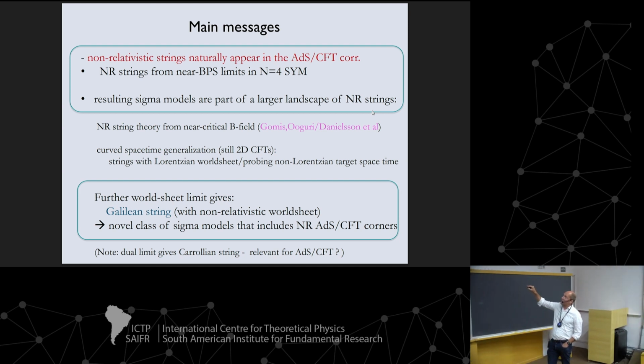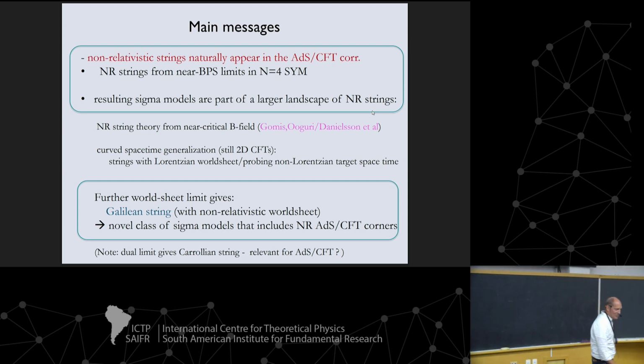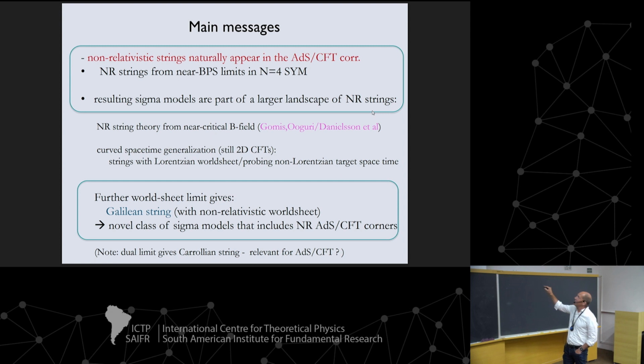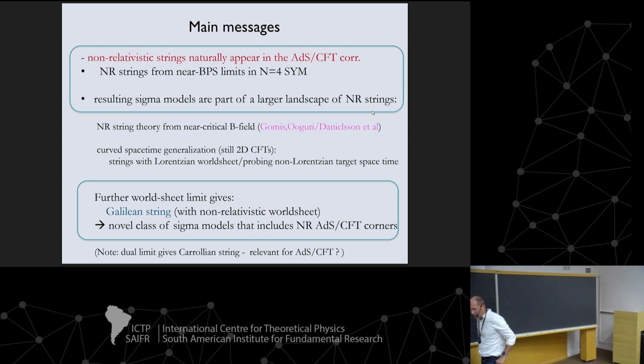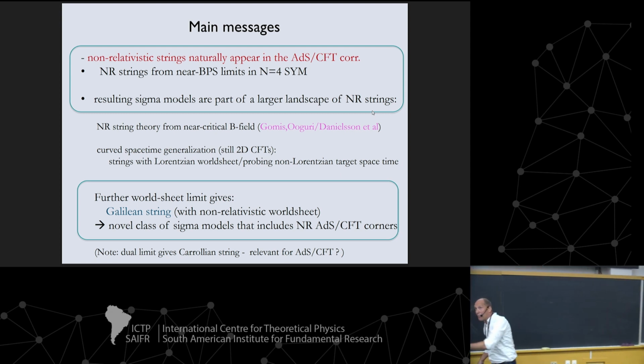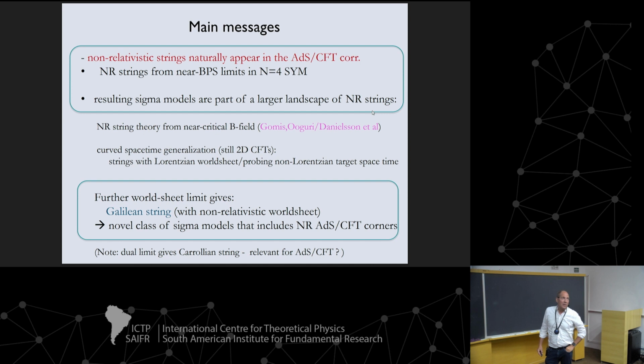Actually, non-relativistic string theory in flat space-time already dates back to, well, not 25 years, but 23 years, to 2000, and work by Gomis and Ooguri, and also Danielsson et al. This was the time when all kinds of corners of decoupling limits in string theory were examined. And one interesting decoupling limit that these authors found was by looking at closed strings with a near critical B field, and I will review the action for you in a second, which gives rise to a non-relativistic string theory.